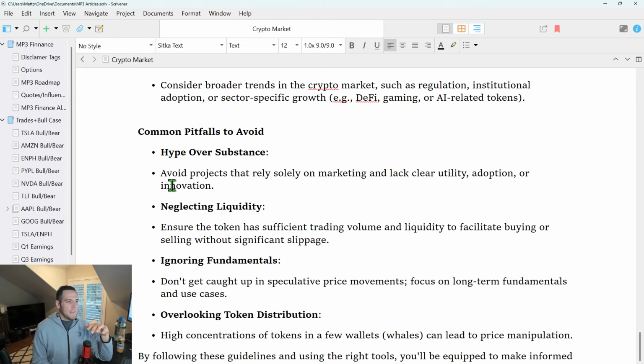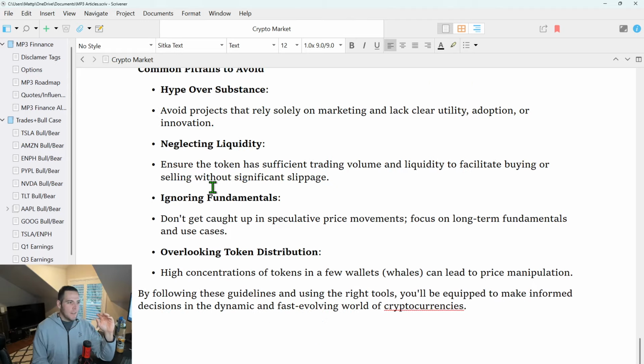So that's mainly it. Some pitfalls to avoid. Avoid overhype, hype over substance. Avoid that. Liquidity. So if you're buying something that is very thinly traded, you should stay away from it. If you're buying some of these things on decentralized exchanges, you're going to get killed by slippage. I don't really do a whole lot of that. I do every now and then, but I don't think that's where 99.99% of people should be.